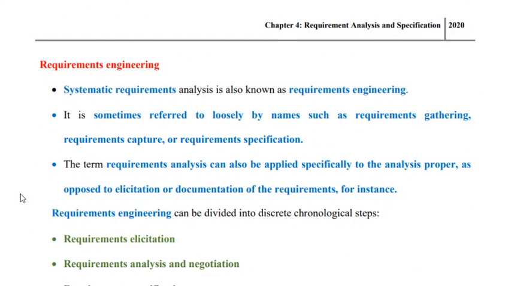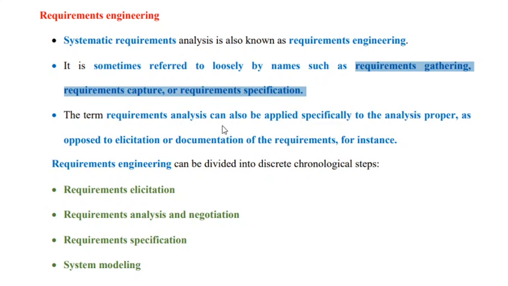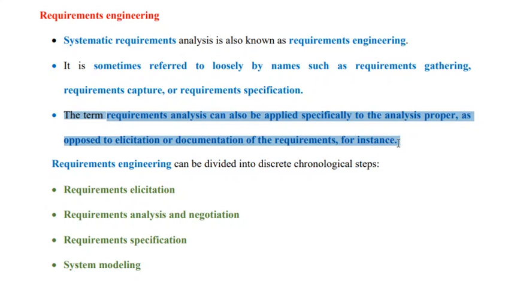Now, requirement engineering. We have discussed this in the previous slide, but we'll go through it again. Systematic requirement analysis, also known as requirement engineering, is sometimes loosely referred to by the names requirement gathering, requirement capture, and requirement specification. So this is what we've learned in the previous slide. Requirement engineering basically includes three different phases: requirement gathering or requirement elicitation, requirements analysis, and requirement specification.